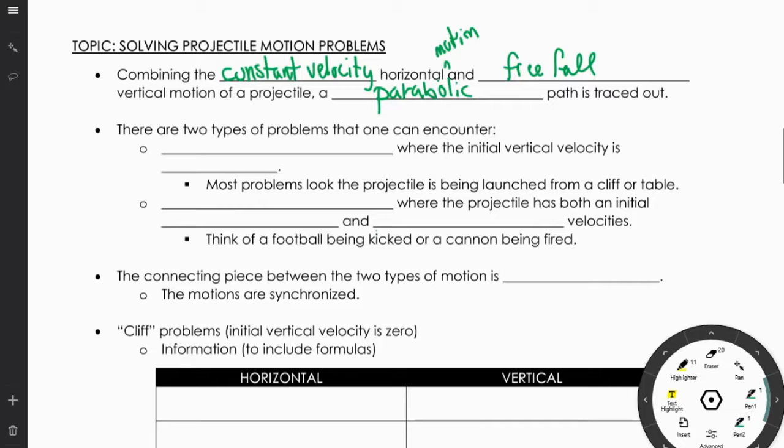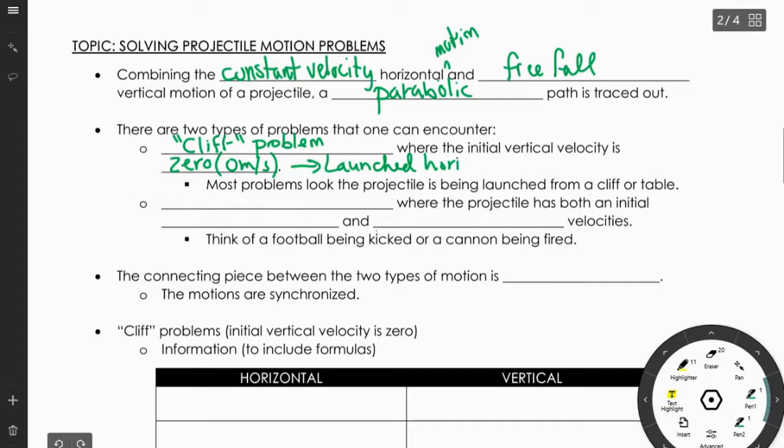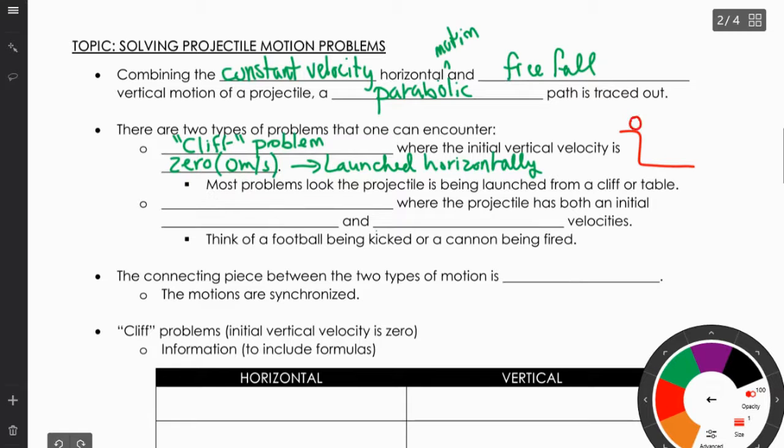The first one that we're going to call a cliff problem. Now, I'm putting the word cliff in quotation marks for a reason. What happens is the initial vertical velocity in these problems is 0 meters per second. So sometimes these will be referred to as launched horizontally. And what does that mean in terms of a picture? The reason why we call it cliff problems is a lot of these questions are simulated to be like off a cliff or off of a table.